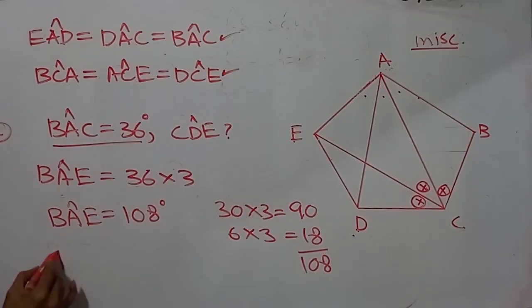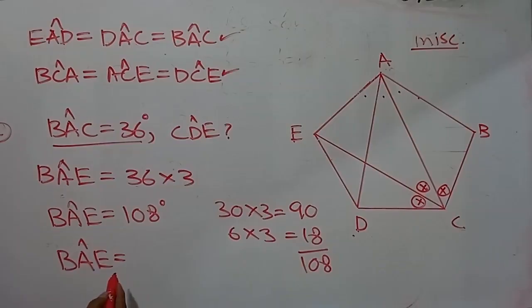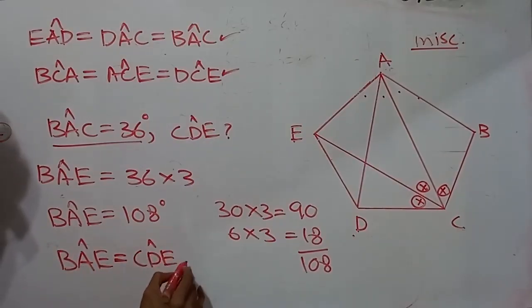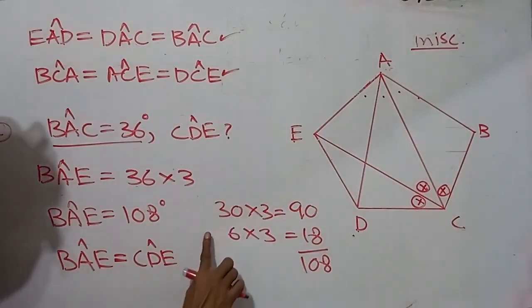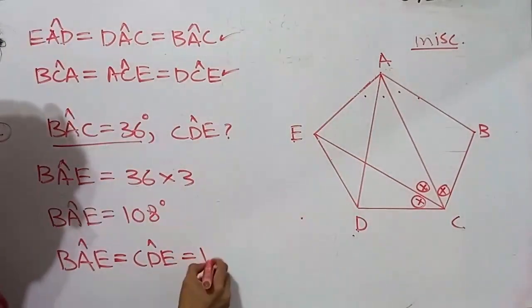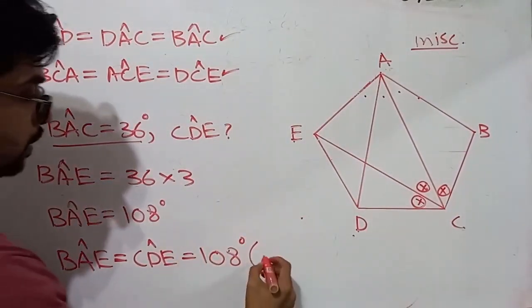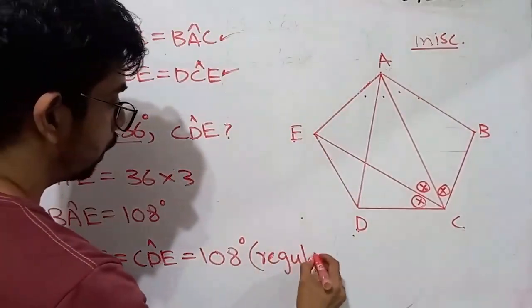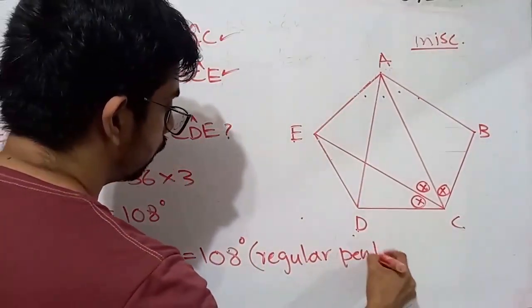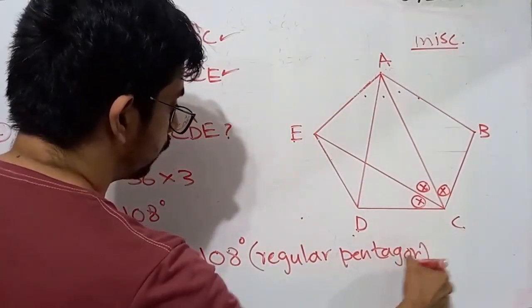But BAE angle is equal to what? EDC. They are asking CDE, no? Right. So BAE is equal to CDE. What's the reason? This is a regular pentagon. So we can write these two are equal to 108. What's the reason? Regular pentagon.